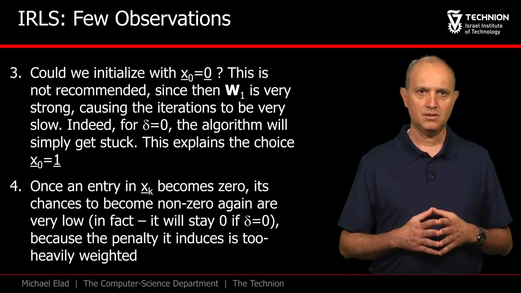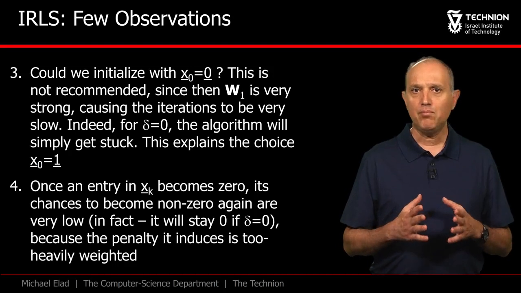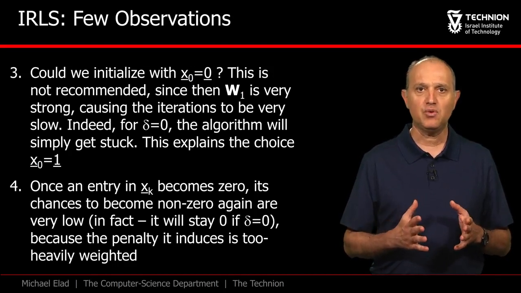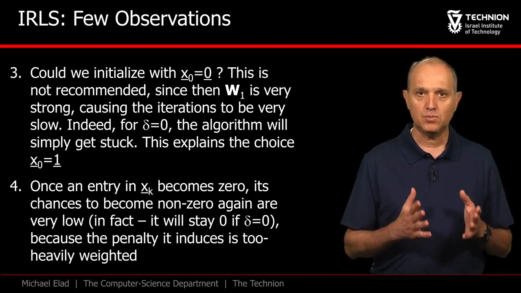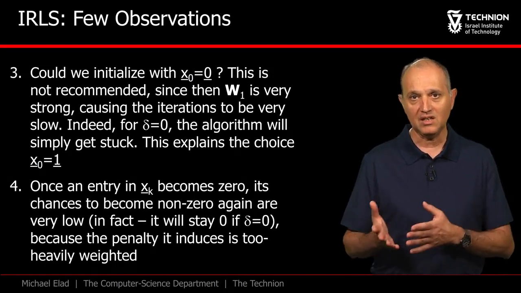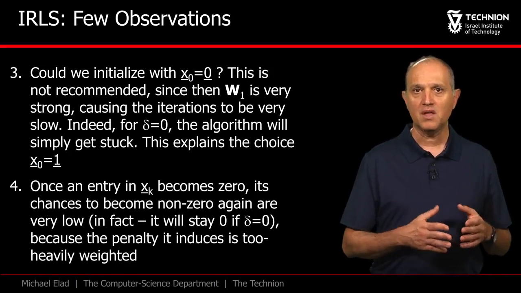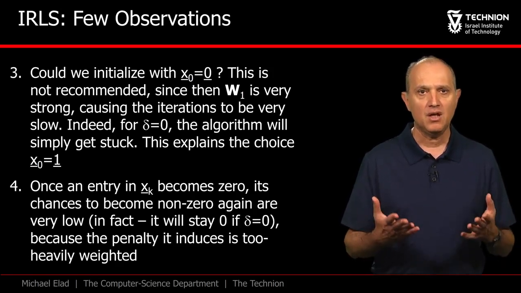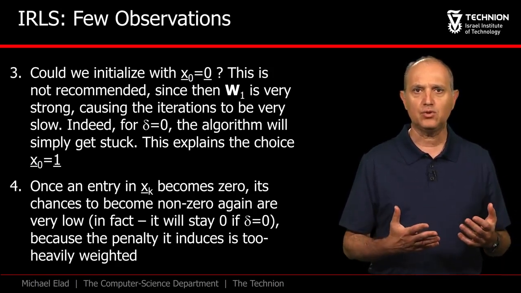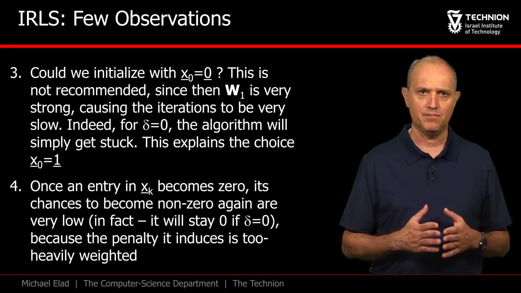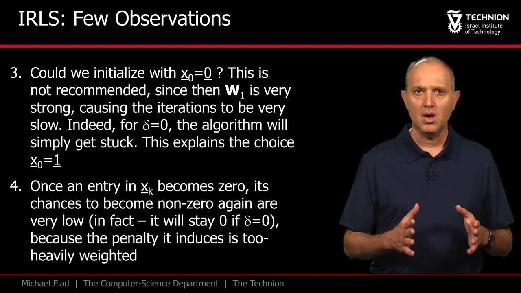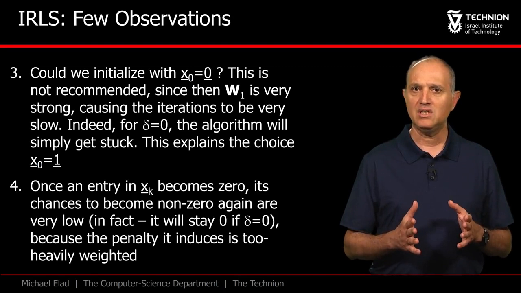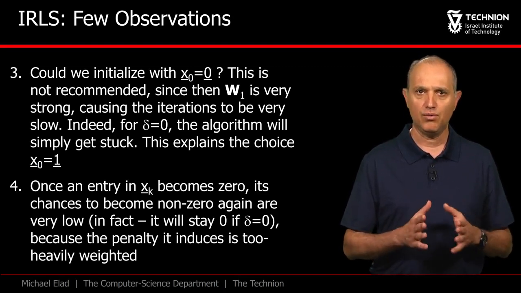Still on the same matter, observe that if at some point of the algorithm a specific entry becomes 0, its corresponding weight becomes 1 over delta, which is quite large. This means that we heavily penalize its value for later iterations, and thus its chances to get back to a non-zero value are very slim. So, put in simple terms, when an entry in x becomes 0, it is likely to stay this way all through the algorithm.